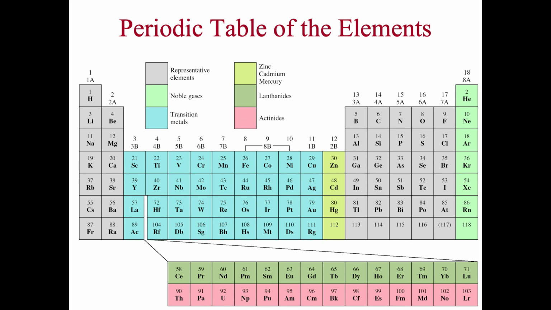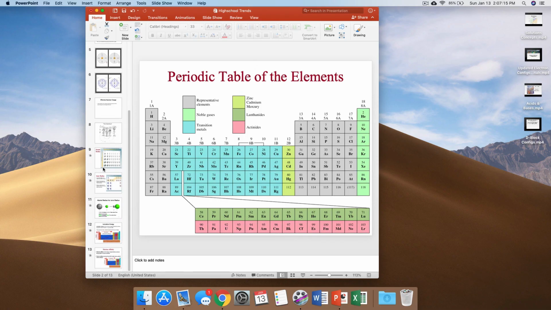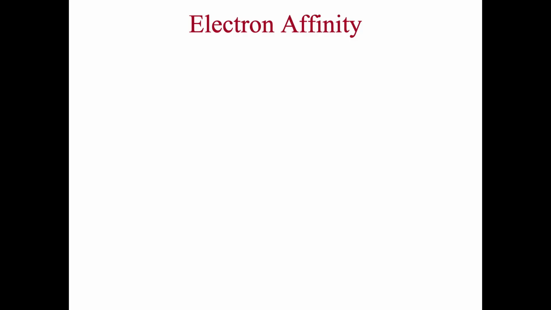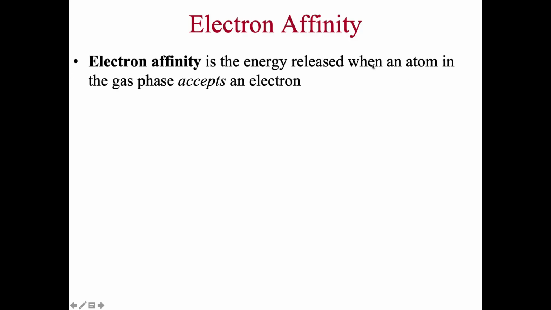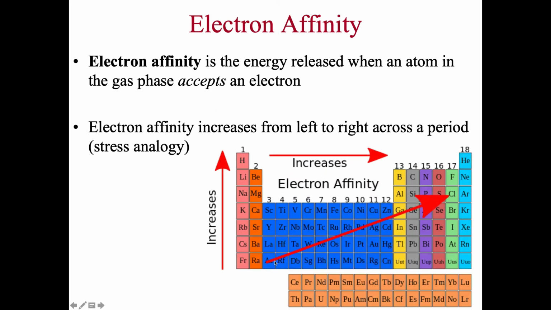And so electron affinity is the same way. These atoms here are very stressed because they want to gain an electron. But when they finally do gain that electron to become just like a noble gas and stable, they're going to release a lot of that stress. They're going to release a lot of that tension. And so that's kind of how you can think of electron affinity. It is the energy released when an atom becomes less stressed due to gaining an electron and becoming more stable. And it increases from left to right as you would expect.